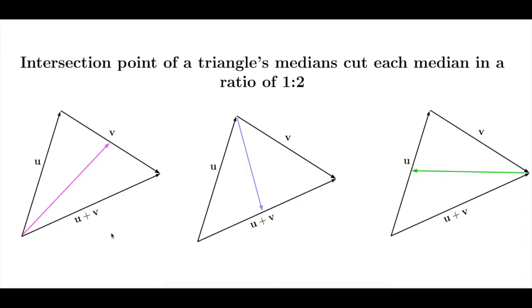We will talk about a proof where we will prove that the intersection point of a triangle's medians cuts each median in a ratio of 1 to 2. So what I have done here is I have replicated a triangle 3 times, each with a different median. So we have 3 medians for a triangle. So I have drawn 3 pictures, each of them with a different median.